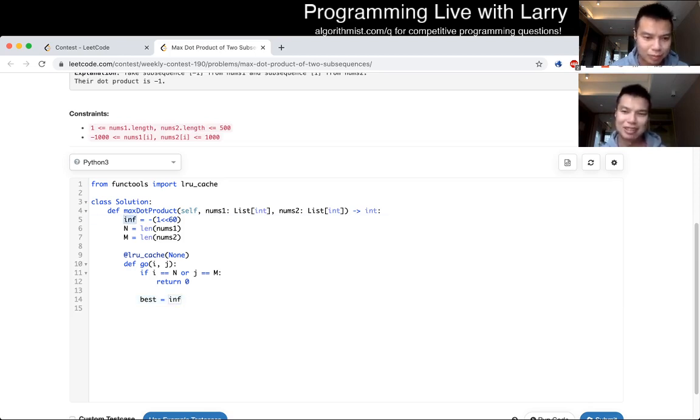And also, I have a terrible variable name for infinity, because it should be negative infinity, I suppose, and that's part of the confusion. But now I'm just doing the DP part of the transitions, which is, take the best of i plus 1 to move the index over, or j plus 1, moving that index over.